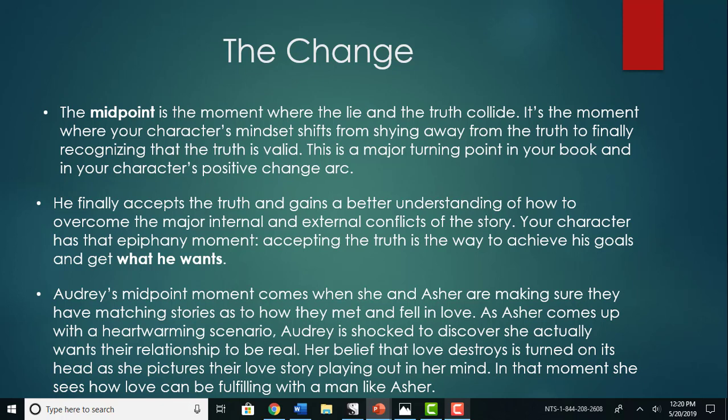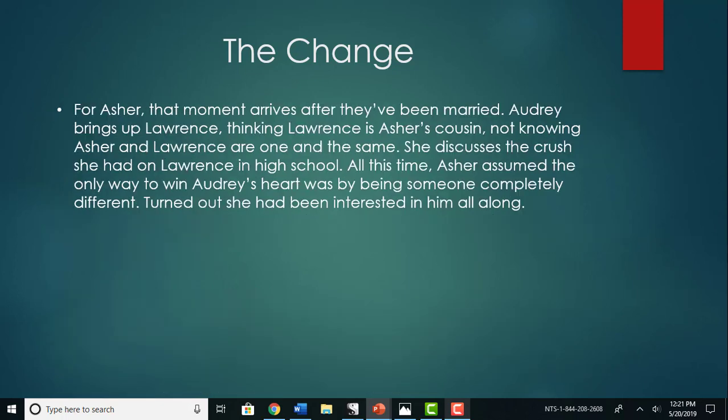And she's shocked to discover that she actually wants the relationship to be real. Her belief that love destroys is turned on its head as she pictures their love story playing out in her mind. And in that moment, she sees how love can be fulfilling with a man like Asher, as opposed to her ex-husband. So she's seeing the differences. Her ex-husband really reinforced that lie consistently throughout their relationship. And now Asher is turning that lie on its head in this moment for her.